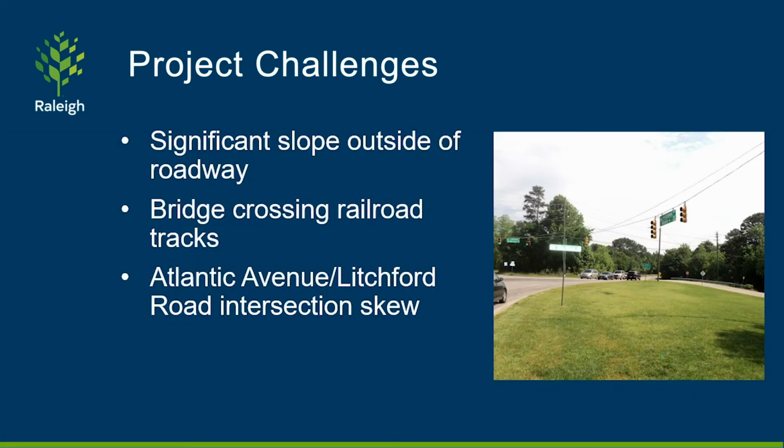Several challenges were identified along the project corridor that shaped the design for our improvements. The slope adjacent to the existing roadway is severe in several locations, specifically on either side of the bridge crossing the railroad tracks, where a slope stabilization system is proposed as part of the project. Additionally, this project will have multiple retaining walls, allowing us to widen the road without impacting buildings along the corridor.